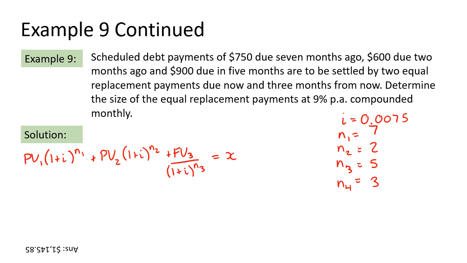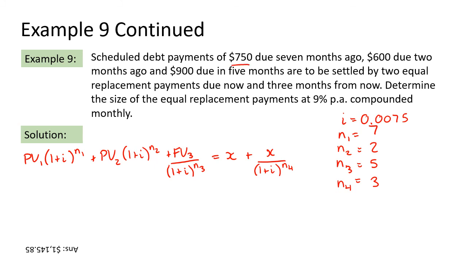Because our first payment was today, so we didn't have to do any formulas on that calculation, plus the future value for that second payment, which we wrote as X, divided by 1 plus the periodic interest rate, and that was the exponent N4, called that the fourth payment. So I can substitute all of these values in.